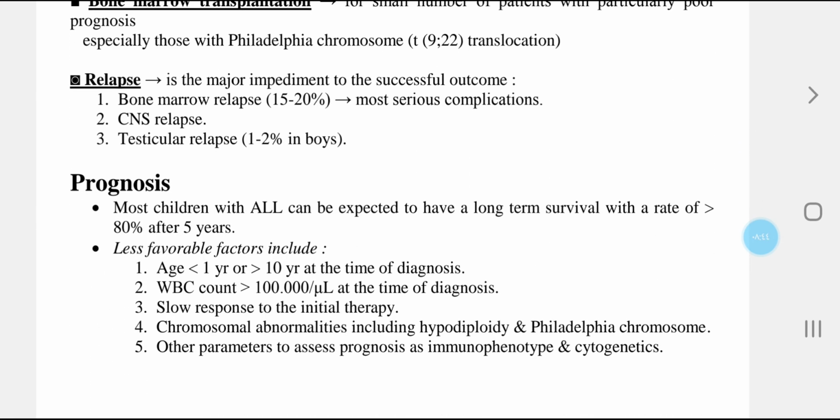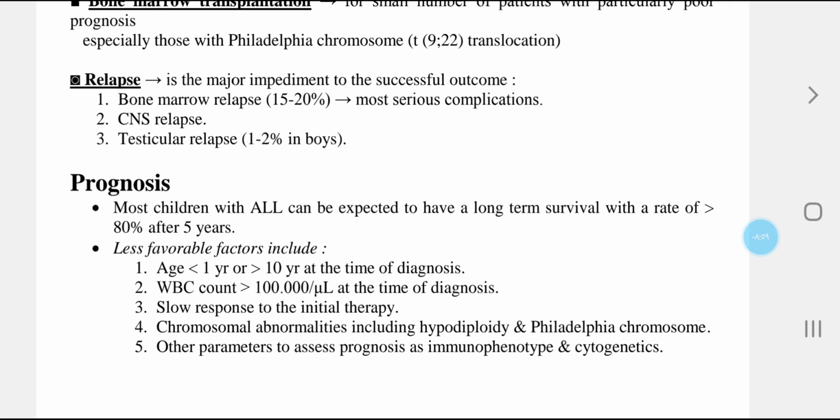The prognosis of acute lymphoblastic leukemia. Most children with acute lymphoblastic leukemia can be expected to have a long-term survival with a rate of more than 80% after 5 years. So it has a good prognosis.